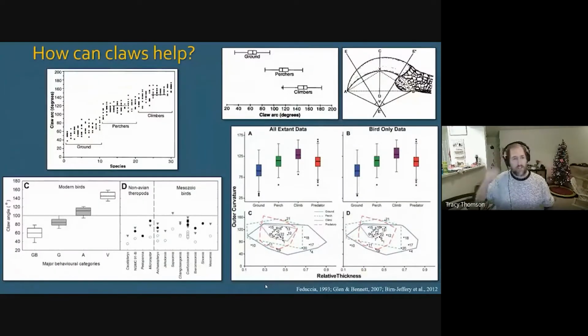So how do claws help us in that? Well, it's long been known that claws give some indication of the ecology of the organism. As far back as 1993, Fiducia looked at Archaeopteryx in comparison with other birds, and they measured the claw curvature using angles, in this method that I also use here. And they showed that when you go from ground dwelling to perching birds to climbing birds, the claw curvature increases as you go through those groups.